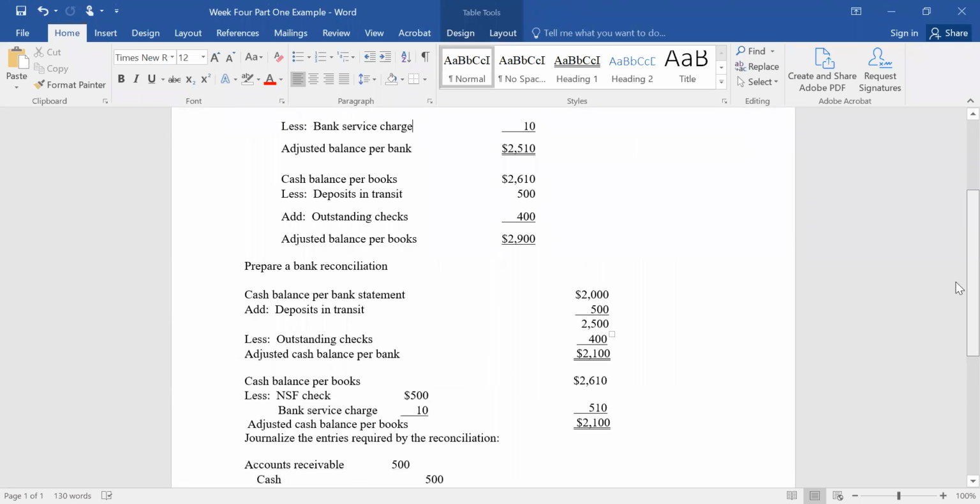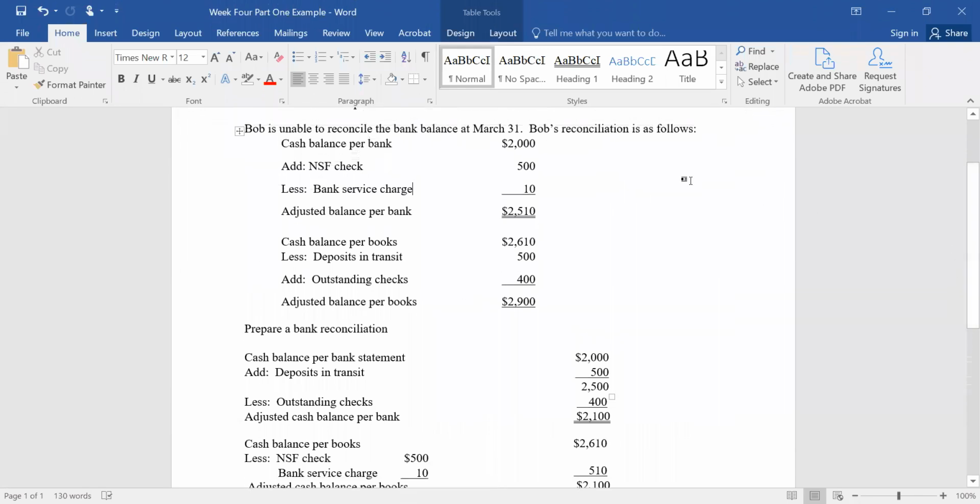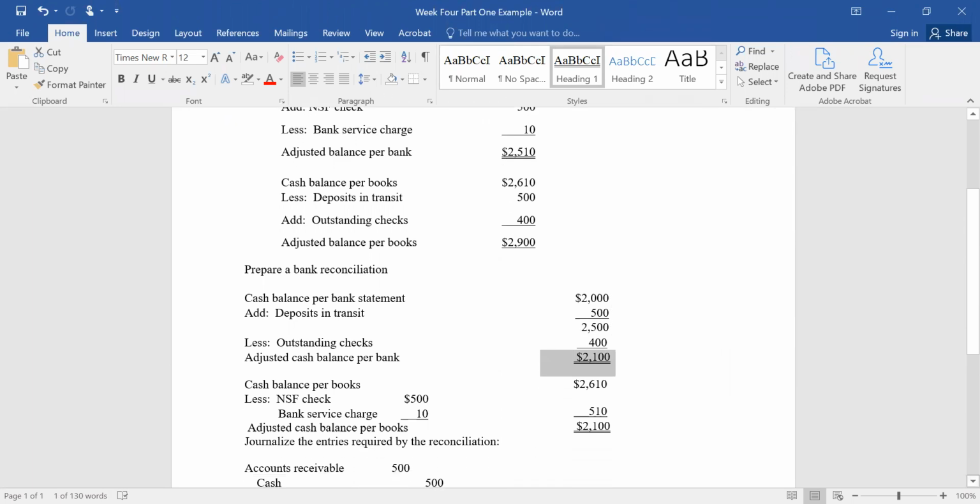So we start out with the cash balance per bank. And if we look up here, we see our cash balance per bank is 2,000. We then add deposits in transit, which are right here, 500. And if we add that together, we'll get 2,500. We're then going to subtract our outstanding checks. Those are shown right here, $400. So 2,500 minus 400 is 2,100. That's our adjusted cash balance per bank.